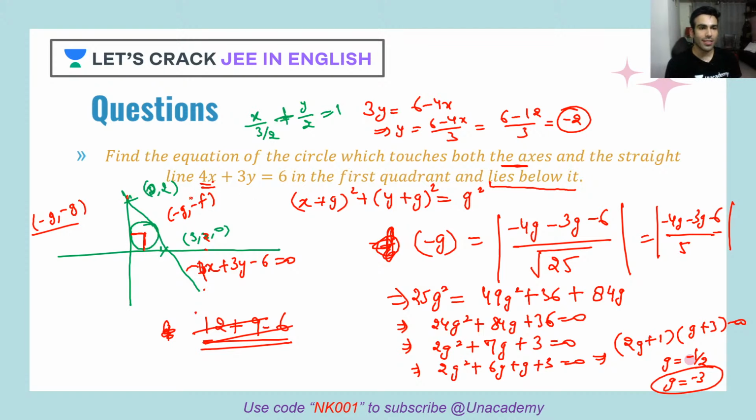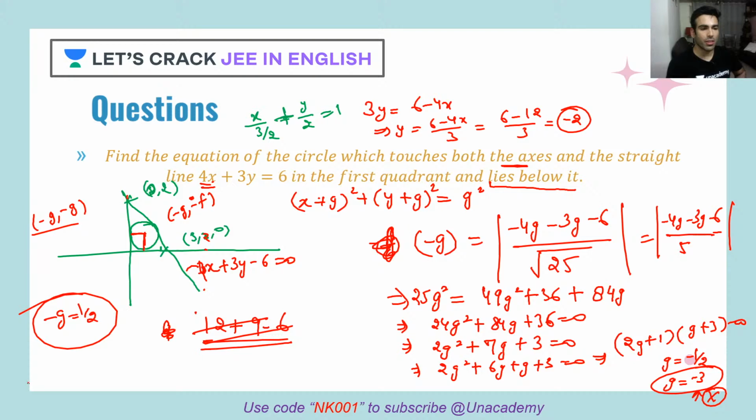But as you can see, if the center is here, by default your circle would be what? Above the line. It would not be below the line. Here, so we cannot take this minus 3 for sure. We'll have to take this g as minus g as half. Here, I hope the point which I want to make is clear here. You'll have to take minus g as half.